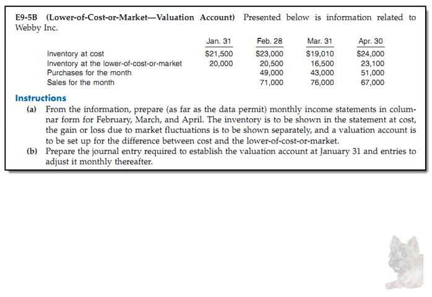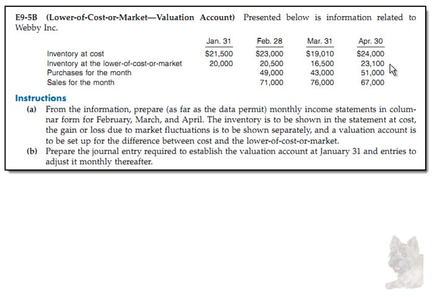Let's explore exercise 9-5B. It's a lower of cost or market valuation account problem, and I'll read it to you. Presented below is information related to Webby Incorporated. Now you can see in the table information to the left of my mouse, we had inventory at cost December 31st of $21,500, inventory determined at the lower of cost or market worth $20,000, and then we see the values change at various points in time.